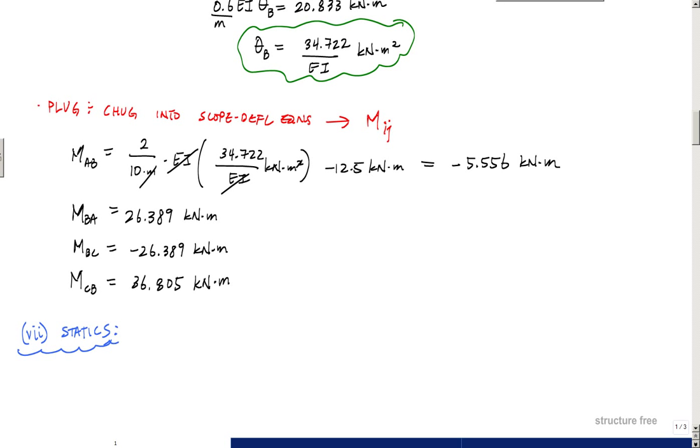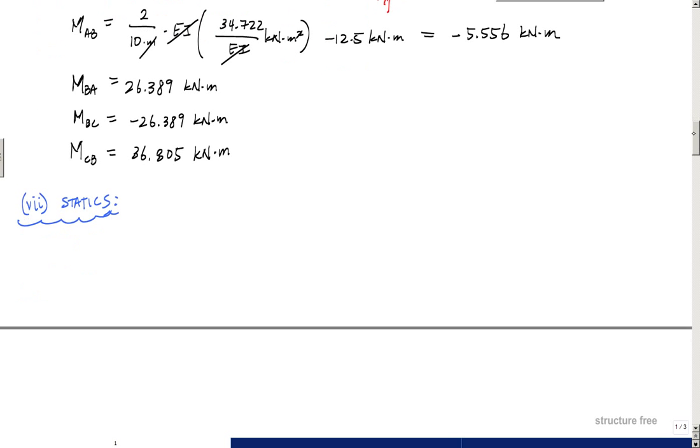All right, so the last part of this slope deflection example is to do the statics from the moments that we calculated. And so we calculated these moments here. So for member AB, I would recommend redrawing the blown up structure, member AB.